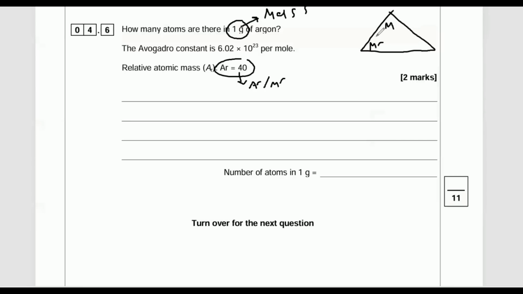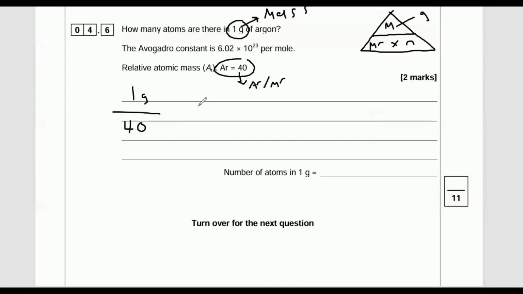Some people say mass equals Mr times moles, or something like that. They have a funky way of remembering it. This is the most common and important equation to know in chemistry. So mass, which will normally be in grams, over the Mr times the number of moles. I put n for that. So the first thing we can do here, even if you're completely baffled by this question, is to do 1, which is the mass, over the Ar, which is 40. And guess what? You will have picked up one of these two marks.